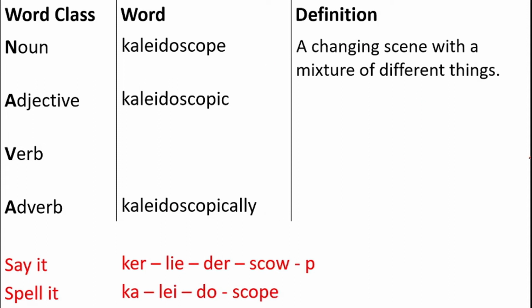And our definition is a kaleidoscope is a changing scene with a mixture of different things. So if you're watching something and there's lots of different things going on and it changes all the time, that would be a kaleidoscope. Or it could be kaleidoscopic. Or you could say that the scene was appearing kaleidoscopically to you. So there are various different ways you can use this word. Again, if you need to pause, you can.